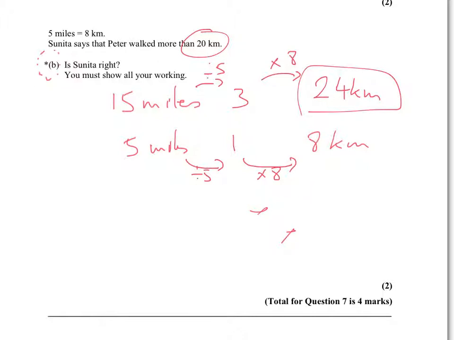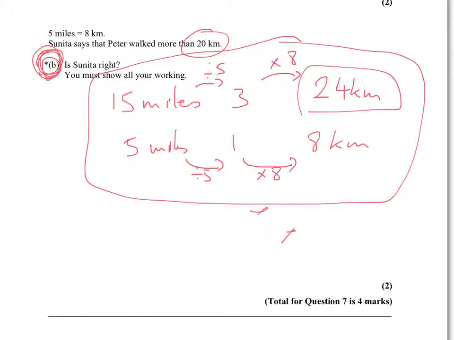Again, watch out there. There's a little star on this, which means the setting out is important. So you want to make sure that you're a little bit clearer than what we've just scribbled down here. And make sure that you write down Sunita is correct, at the end.